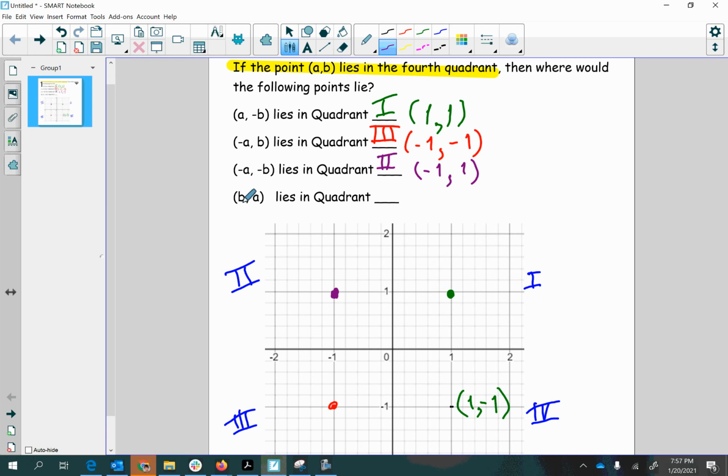And the last one is where we reverse the coordinates so that the y coordinate of the original point, negative 1, becomes the x coordinate in our new point. And the x coordinate in our original point becomes the y coordinate in our new point.